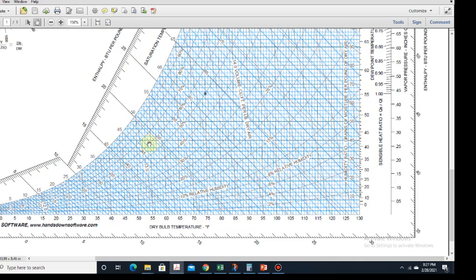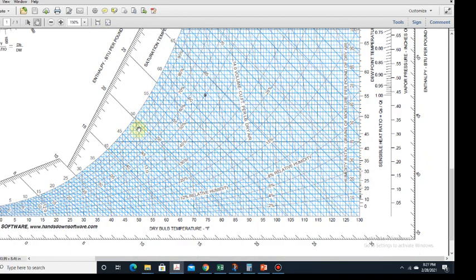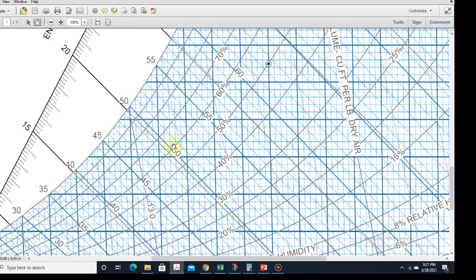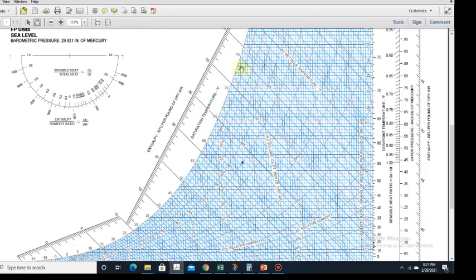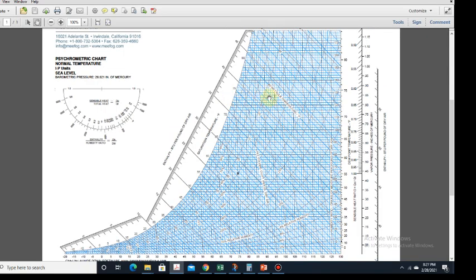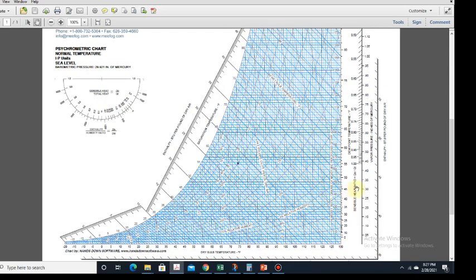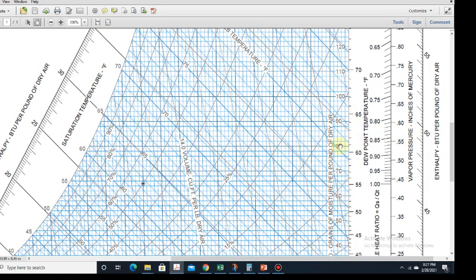And the lines which are diagonal, you can see this line 50, 55, 45, 40, and here it's 75, 70, 65. These are nothing but the wet bulb temperatures. And here you have the dew point temperatures. You can plot like this, and you will get the dew point temperature.